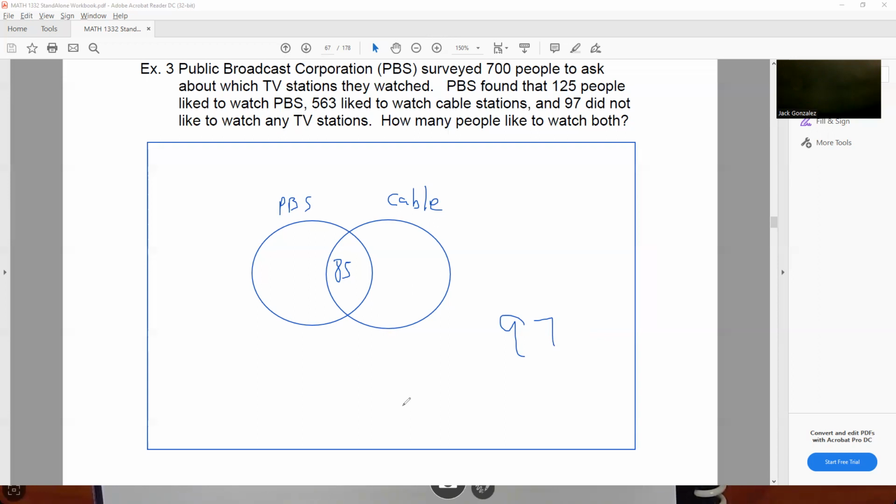All right. So 560. No, it's cable. 563 like a cable station. So subtract this, take 85 away from this guy, and we'll know only cable.